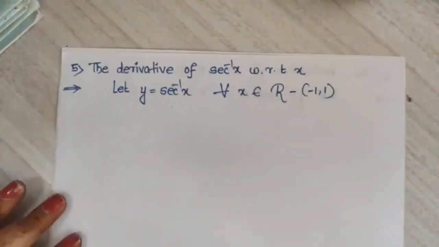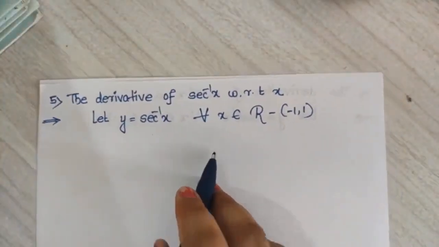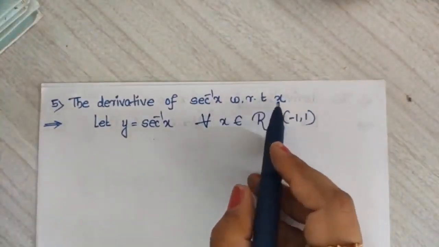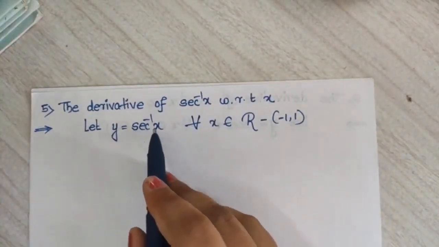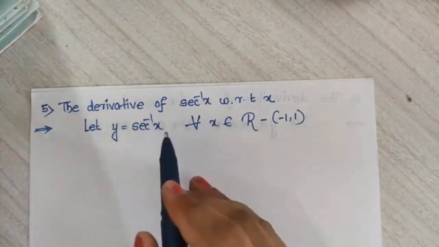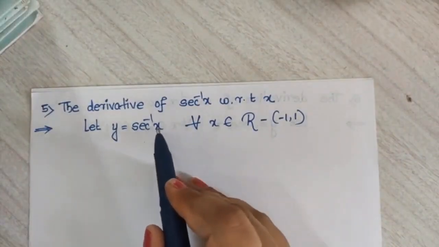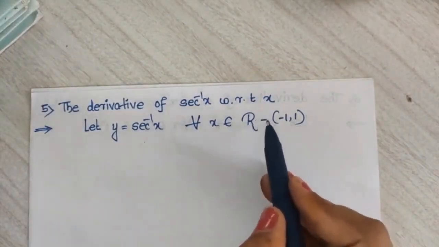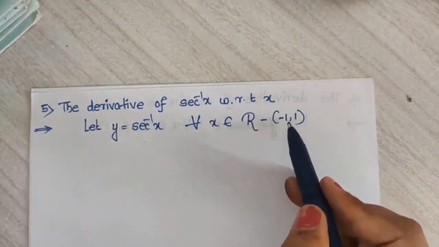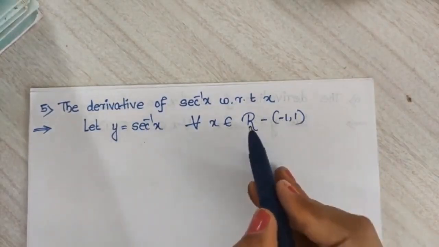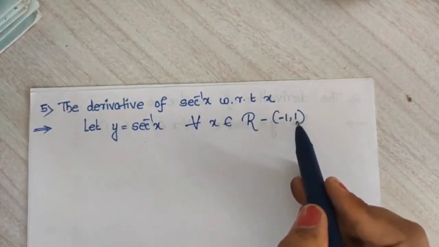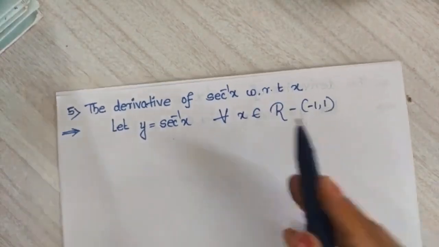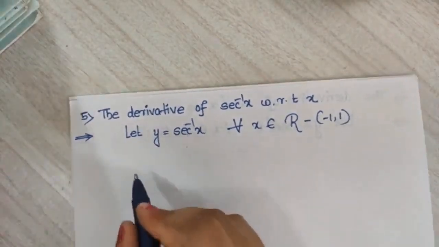Now move to the fifth one. The derivative of sec inverse x with respect to x. Let y is equal to sec inverse x for all x belongs to. The domain of sec inverse is all real numbers except the real numbers in between minus 1 and 1. So we write for all x belongs to R minus open interval minus 1 comma 1. Again bring this sec inverse to the left hand side.